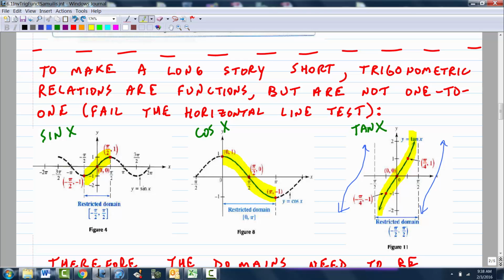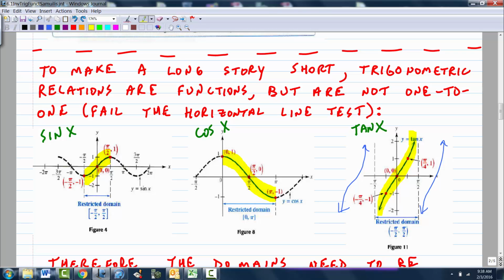Cosine's brother or sister is who? Secant. And their restrictions are the same. Here's the kick in the stomach. Tangent's restrictions are not the same as cotangent.